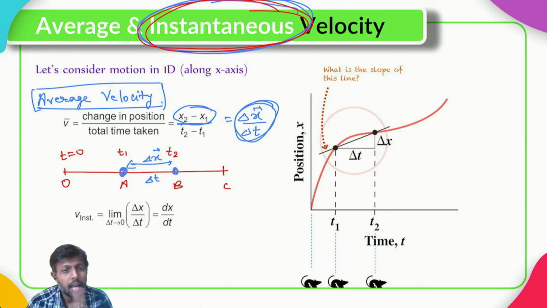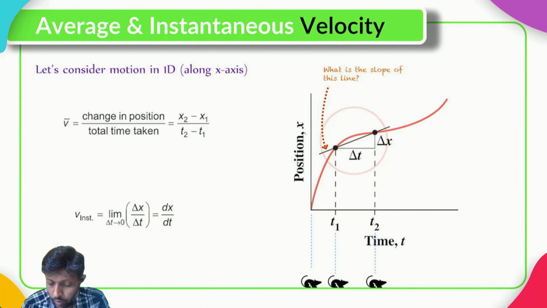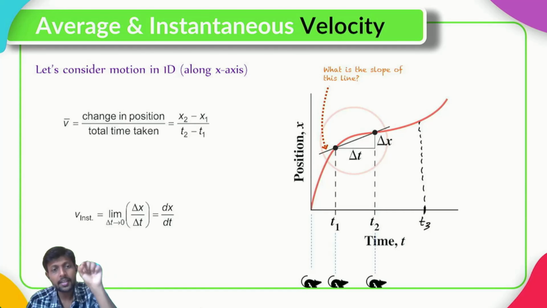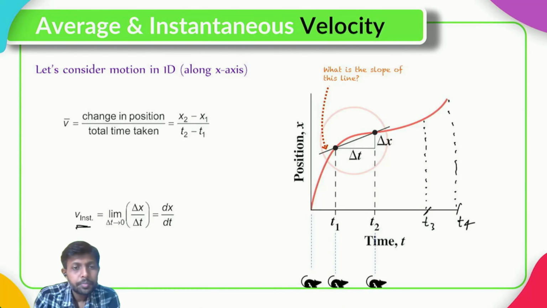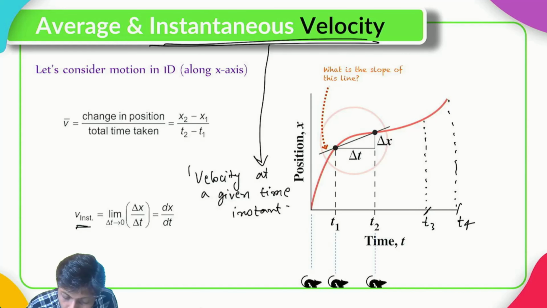Instantaneous velocity. It's the velocity at that instant. So, for example, if I want to find out what was the velocity at time t3, not for the journey t2 to t3, but exactly at point t3, that is where instantaneous velocity comes into picture. Let's see how to quantify this and how to calculate it.